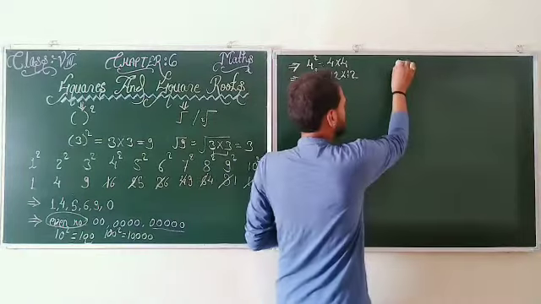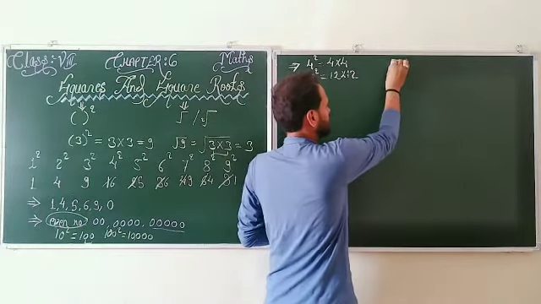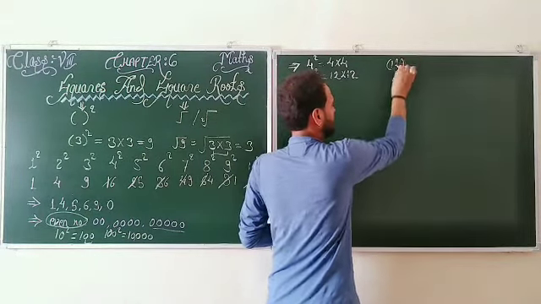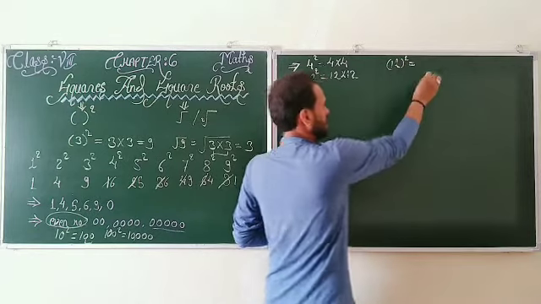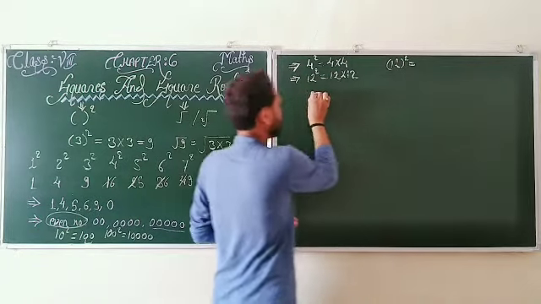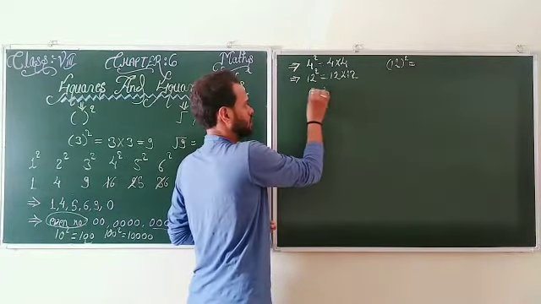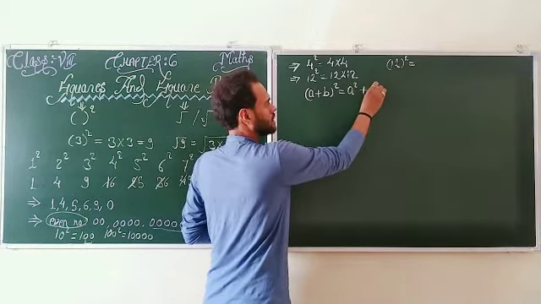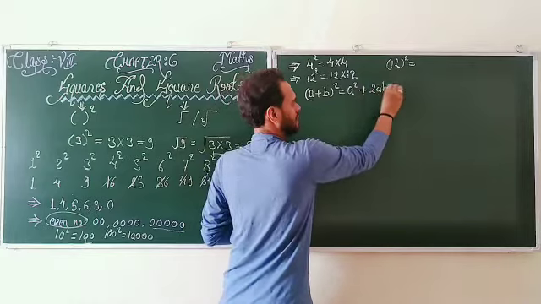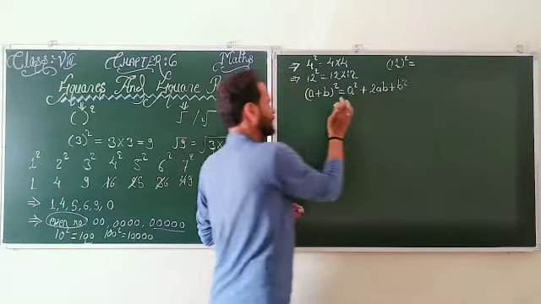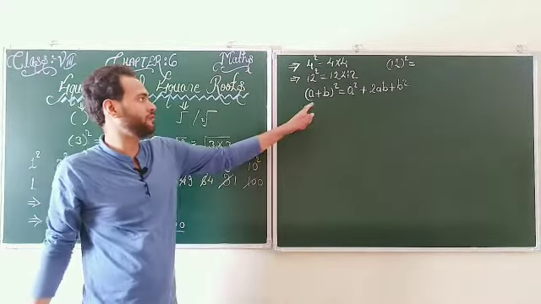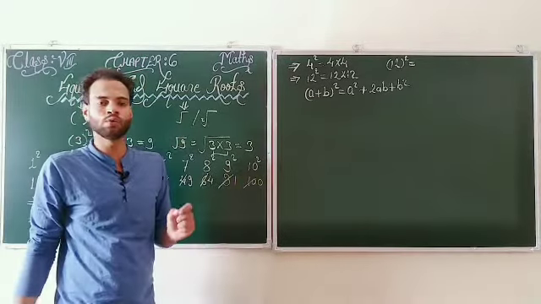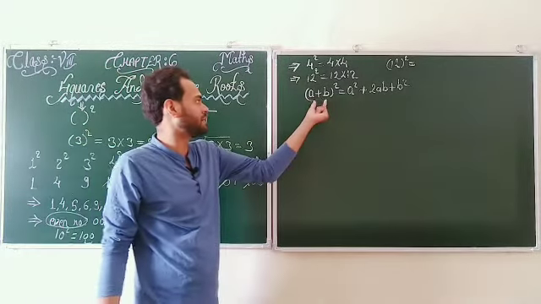Another way of finding the square is by using the algebraic identity. That is, we see (a + b) whole square is a square plus 2ab plus b square. So by using this identity we will find out the square of any 2-digit number or 3-digit number.